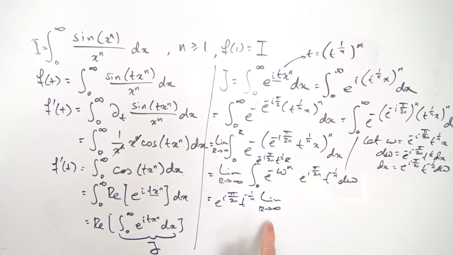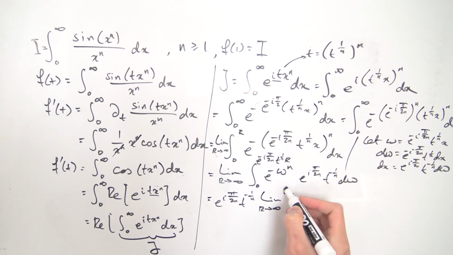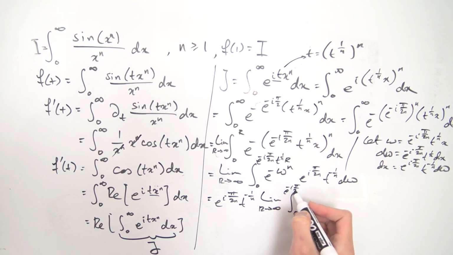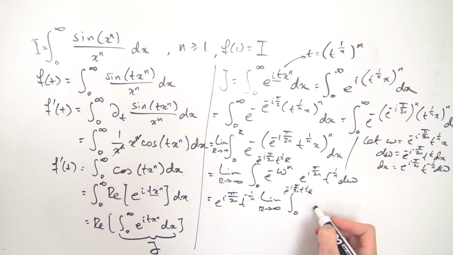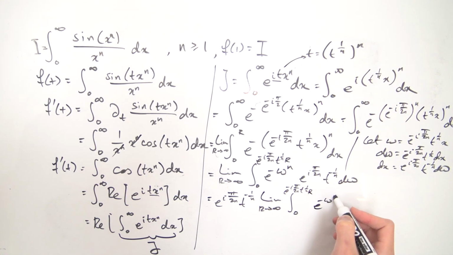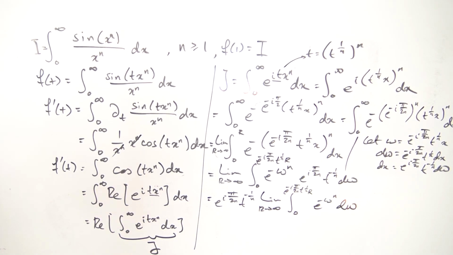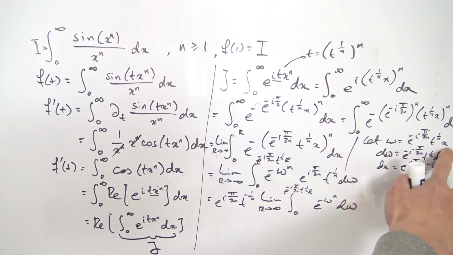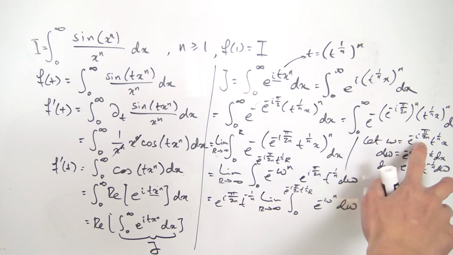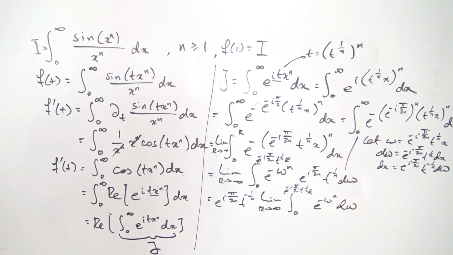So now, yes, we have this limit, and now we have the integral from 0 to e to the minus i pi over 2n times t to the 1 over n times r, of e to the minus omega to the n d omega. Okay, so this is looking incredibly ugly, and you see the reason why we didn't just leave this upper bound as infinity is because when we plug infinity into here, in fact we want it to be some kind of complex number, because that's what it should be. Alright, so where can we go from here?